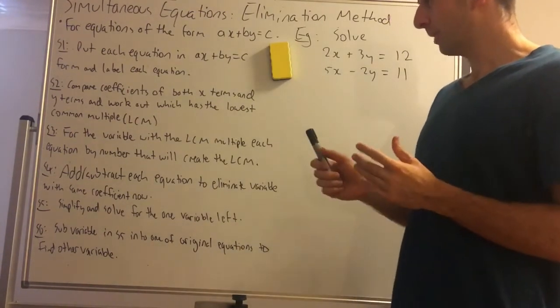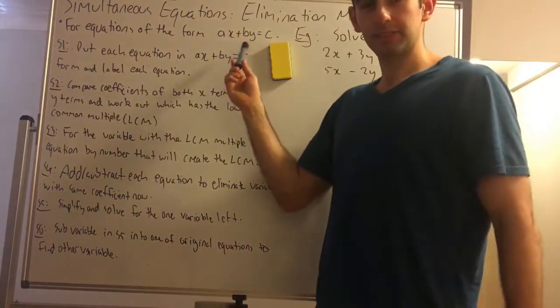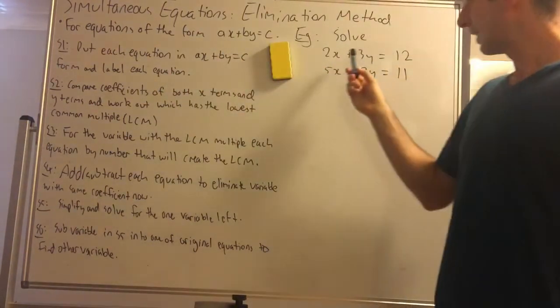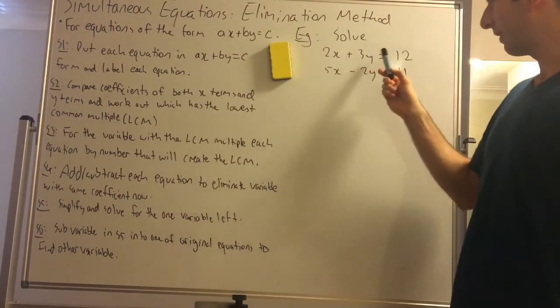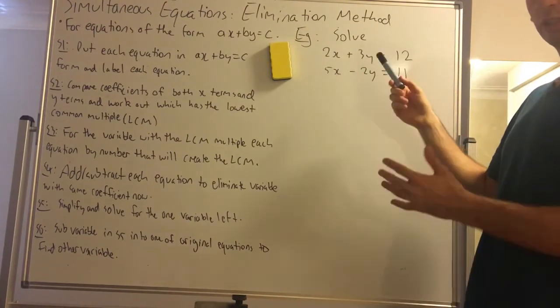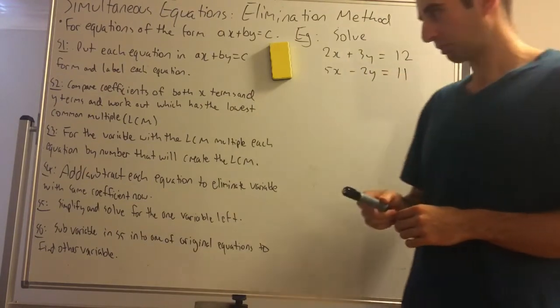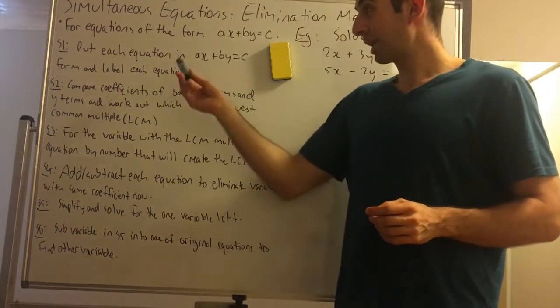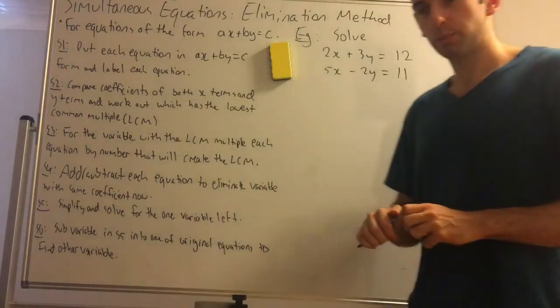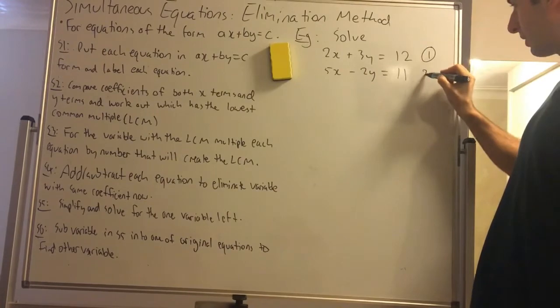The first thing you want to do is make sure each equation is in ax plus by equals c form, which these are. If one of these numbers was on the other side, I would bring it over, and vice versa. It really works best in this form, and you'll see why. We're also going to label each equation. I'm going to label this equation 1 and this equation 2.